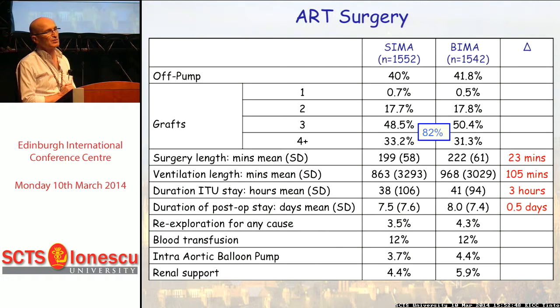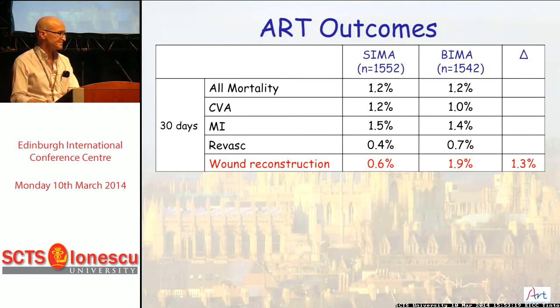And what was the difference between using a single and bilateral IMA? Well, using a second IMA added 23 minutes to the operative procedure, which was between 3 and 4 hours. It added an hour and a half to ventilation, on a mean of about 16 hours of ventilation. It added 3 hours of ITU stay, on what was basically almost 40 hours, and added an extra half day in hospital, but with no difference in re-exploration, blood transfusion, balloon pumps, or renal support.